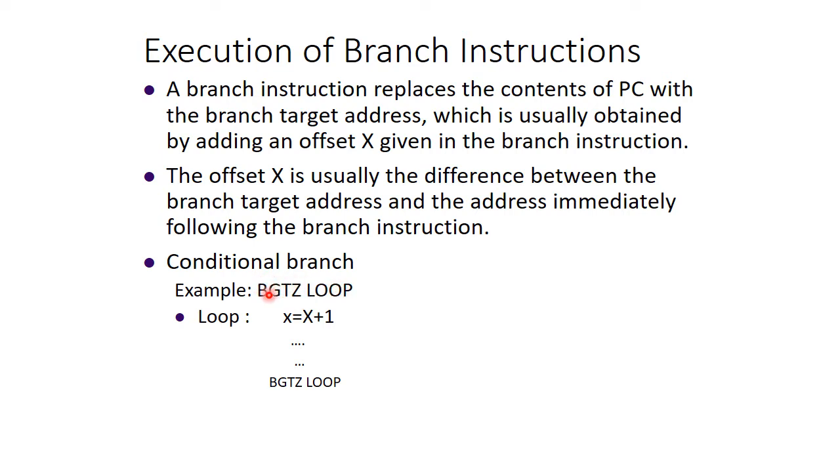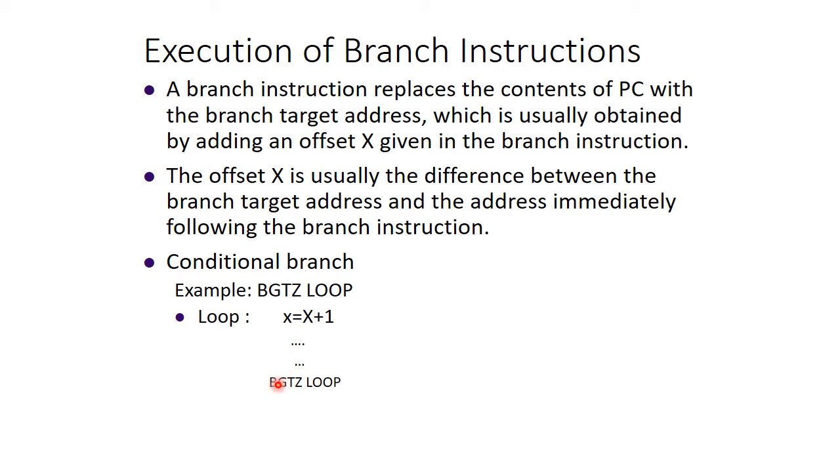Whenever this condition is satisfied, control should be transferred to the instruction residing at the location loop. Here you can see some sequence of instructions. There is one label, loop. At that label we have one instruction, x equals x plus 1. In between there are many instructions. At last we have branch greater than 0 loop. Whenever this condition is satisfied, the control should be transferred back to x equals x plus 1 that is residing at loop. This type of instruction is known as the branch instruction.